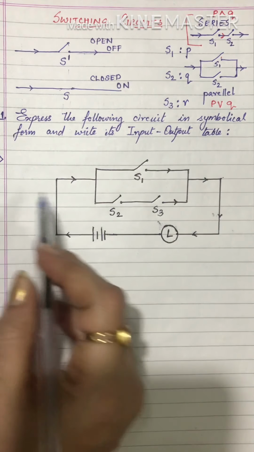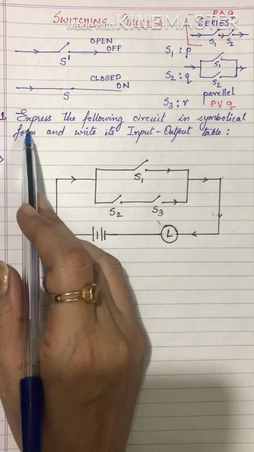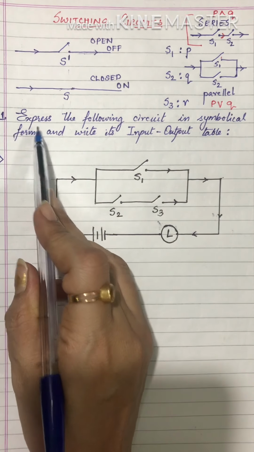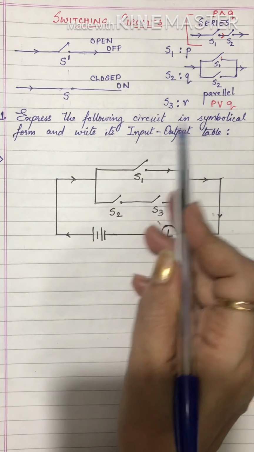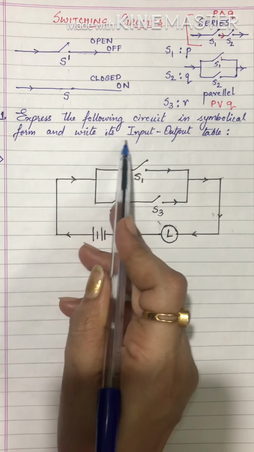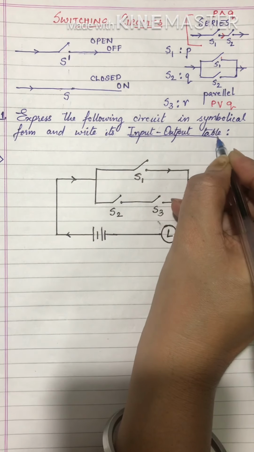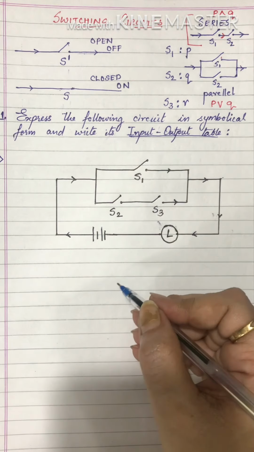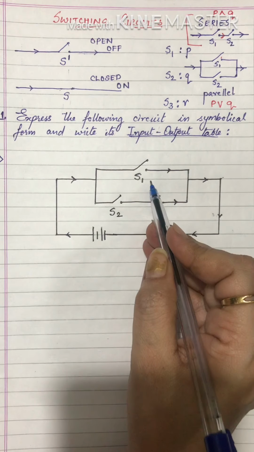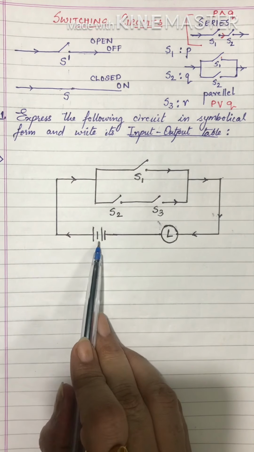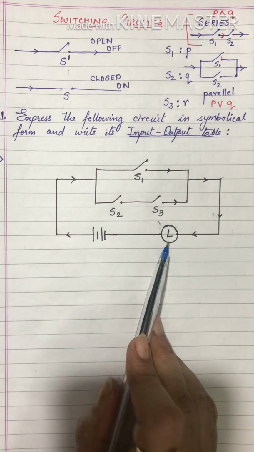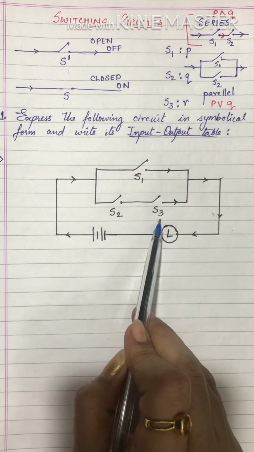Now that we know the basics, let's start with the sum. Here I have taken one question: Express the following circuit in symbolical form and write its input output table. Now this is something new for us, the input output table. We'll see how to do that. This is the circuit given already in the question. See, there's a battery attached, there's a lamp attached, and there are switches S1, S2, S3.